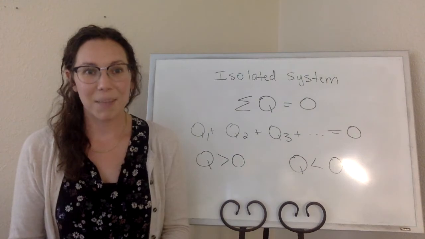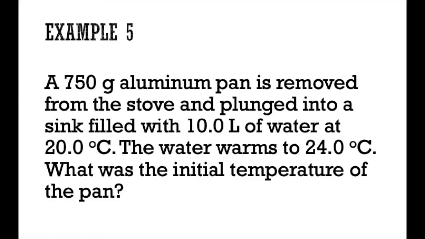Okay, let's look at some examples. A 750 gram aluminum pan is removed from the stove and plunged into a sink filled with 10 liters of water at 20 degrees Celsius. The water warms to 24 degrees. What was the temperature of the pan in degrees Celsius?